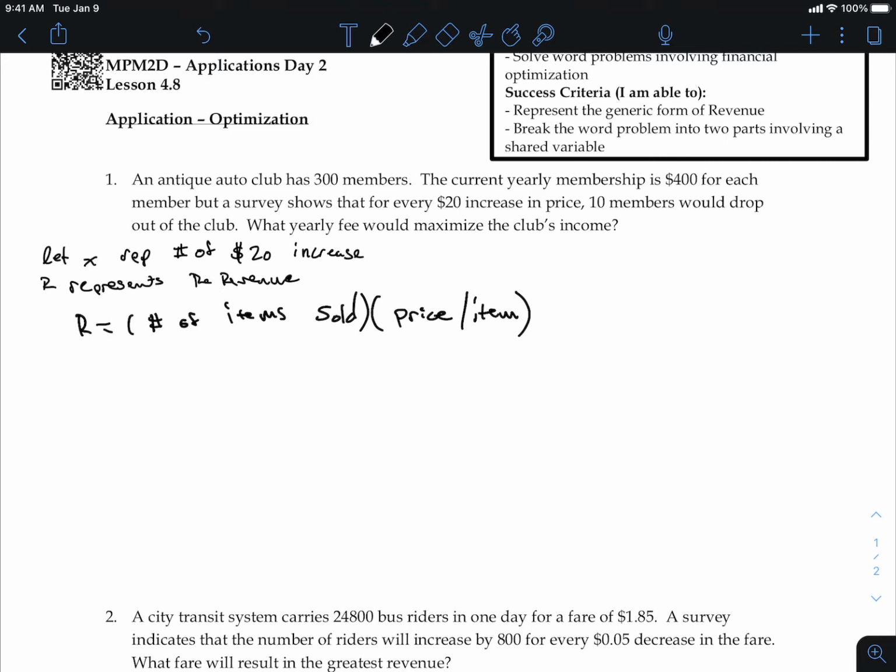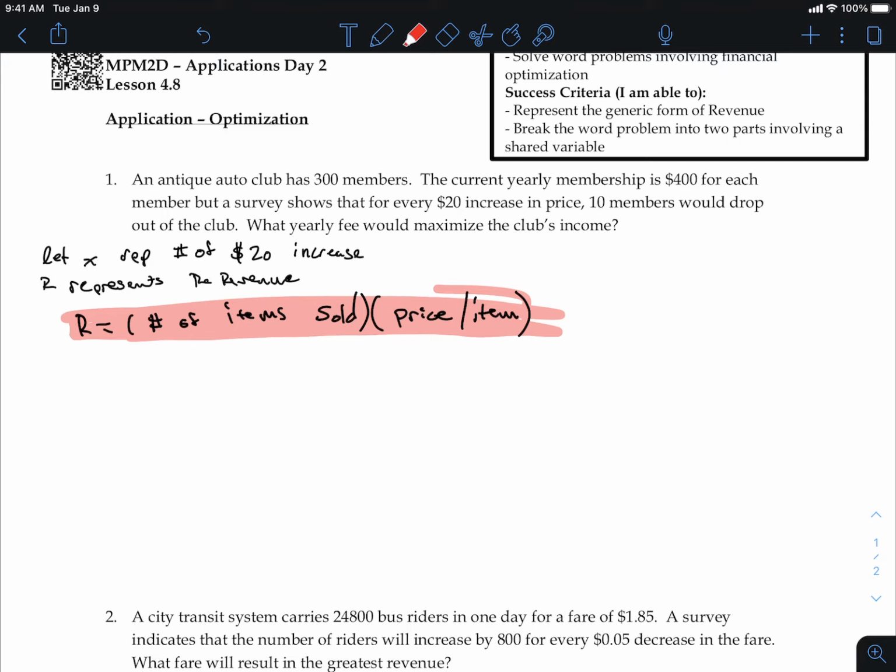Every time you see a money question like this, optimizing financial money, this is revenue. It's talking about how much money you're making. You're going to start with this equation all the time, and then you make it relevant to the question you're talking about. At the very least, this locks in what we're doing. Then you fill out each piece individually.